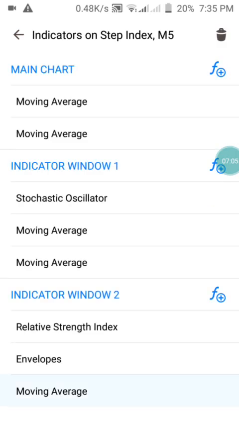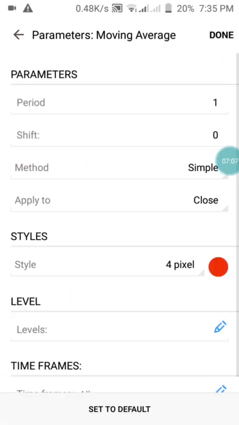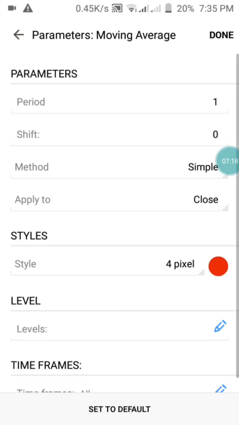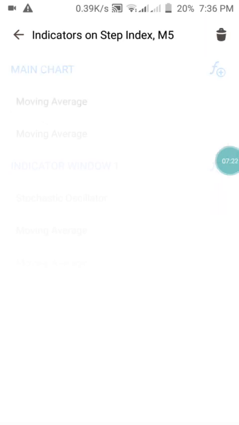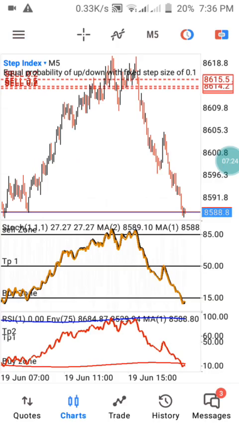Then we have our last indicator here, which is moving average. We have the period of 1, the shift of 0, the method to be simple, apply to close, and we have our style to be in red color, guys. So this is exactly what I'm telling you. Then you can press on done. By doing this, you will have the same strategy the way I have it here on my chart, and keep on making a lot of cash.